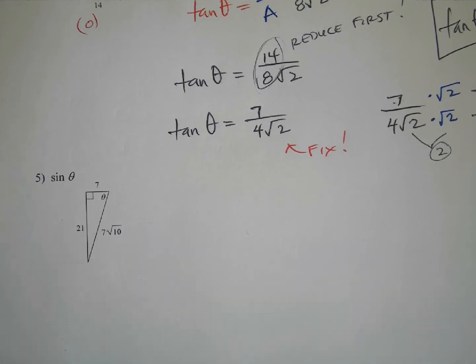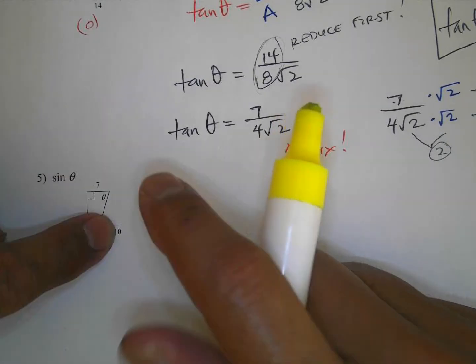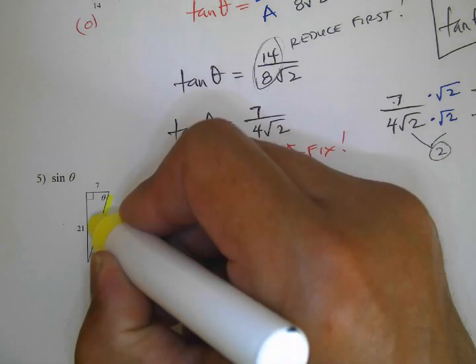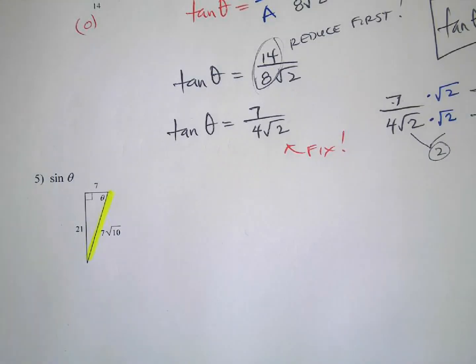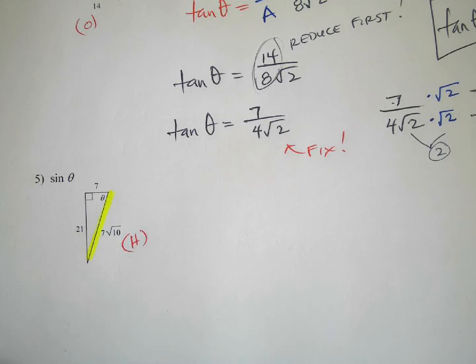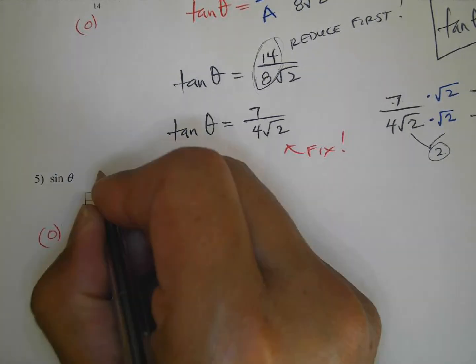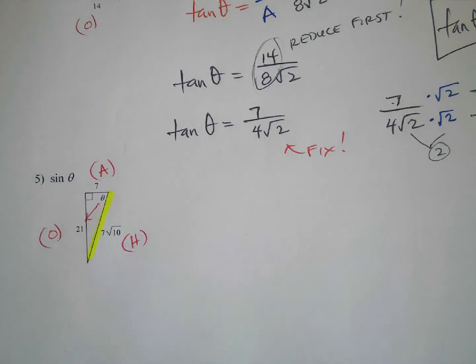All right, let's go with this. Which one is the hypotenuse? Not the 21. These two that have the right angle are the legs. This one's the hypotenuse side. Don't make that mistake. That's your H. Opposite is the one opposite of the angle. So this is your O, and that's your adjacent.